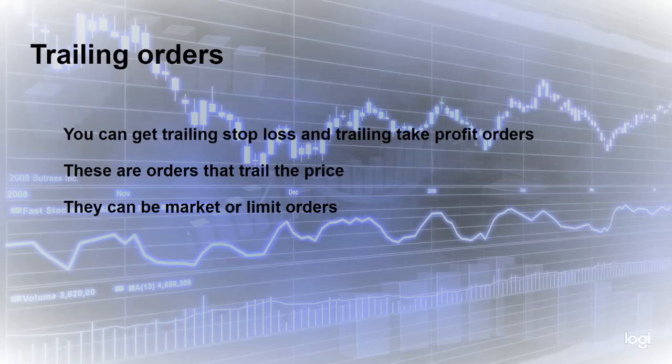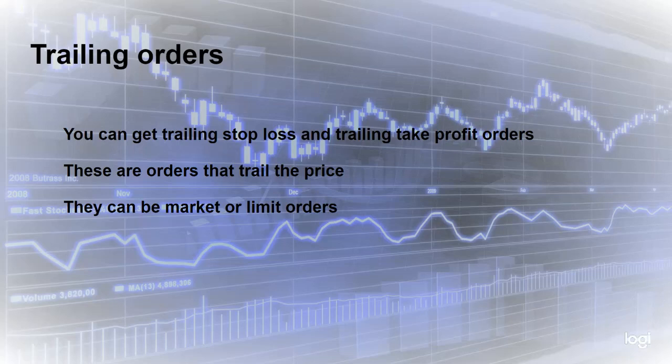Right, so trailing orders. You can set a trailing stop loss or trailing take profit order. And as you can tell by the title, these are orders that trail the market. Again, these can be limit orders or market orders. Any order can be a limit or a market order, as long as that's how you want to play it, and as long as you understand that the market order will be the only one that gets filled instantly and the limit order won't.